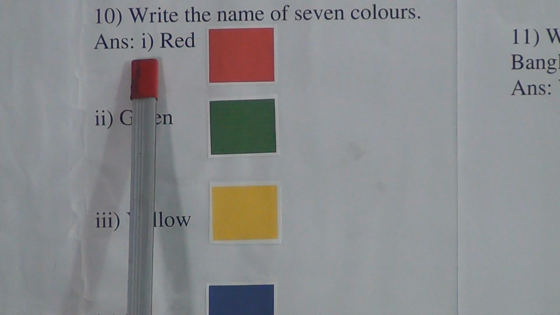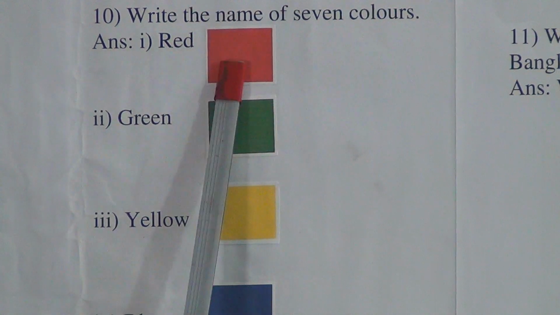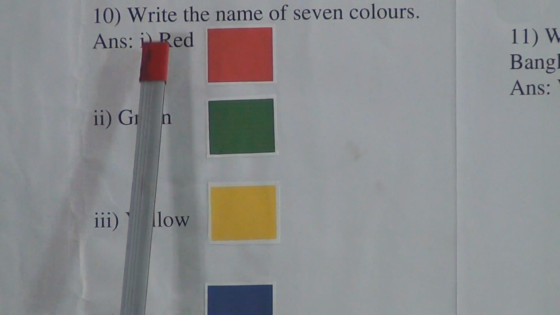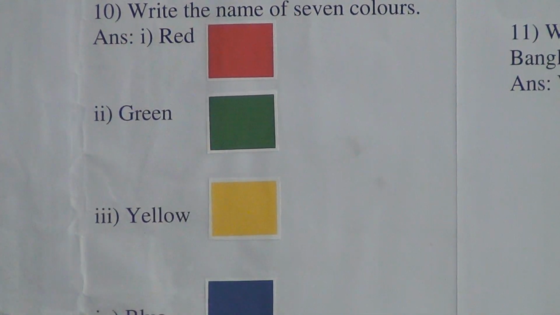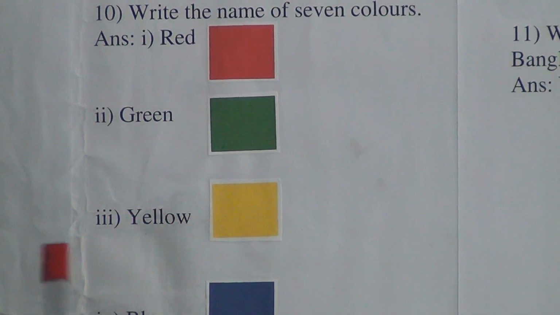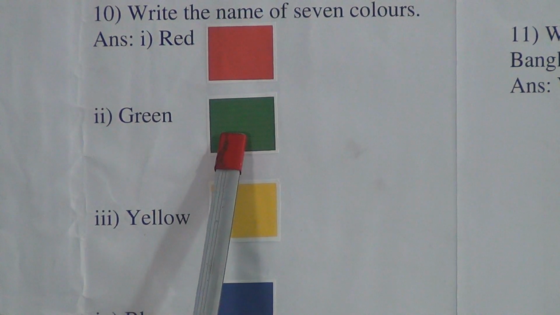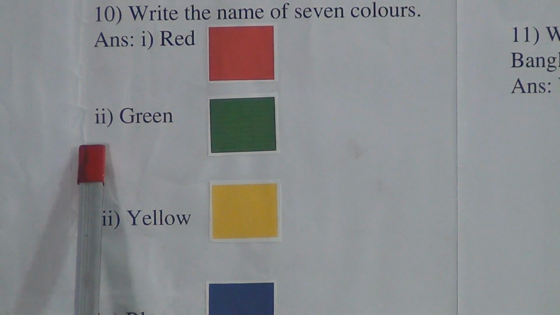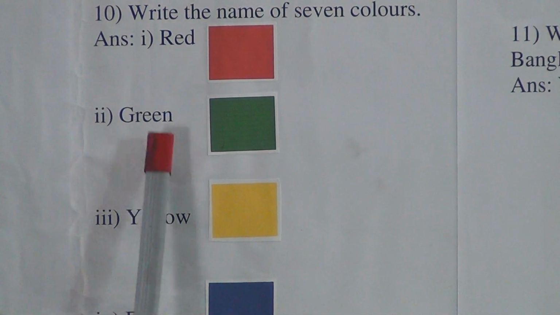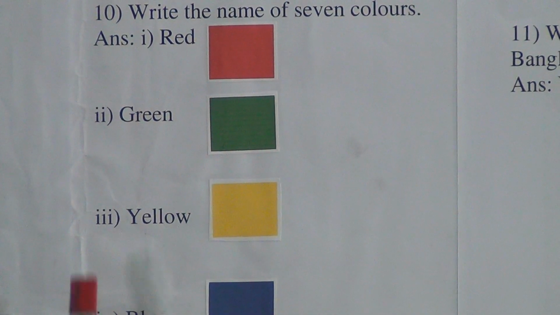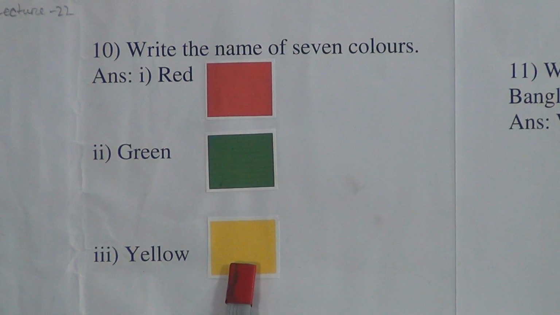1 number here is red. This is red color. Red spelling is R-E-D, red. And 2 number is green. Green spelling is G-R-E-E-N, green. And 3 number here is yellow.